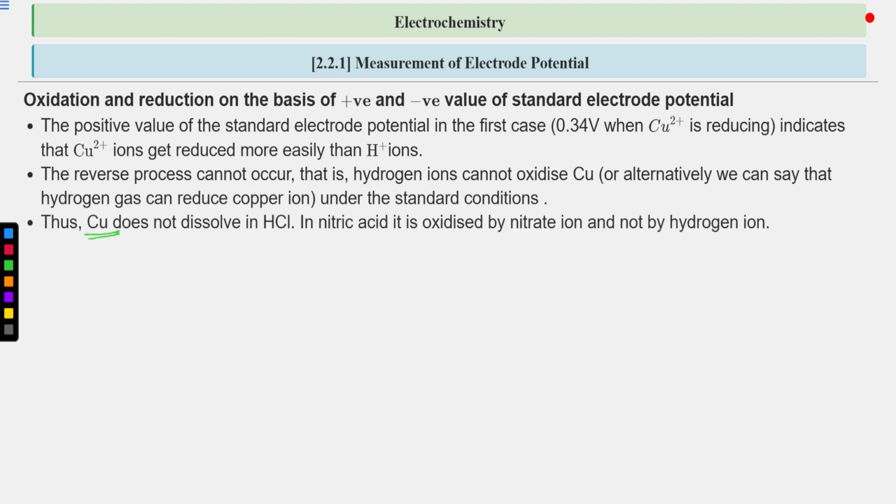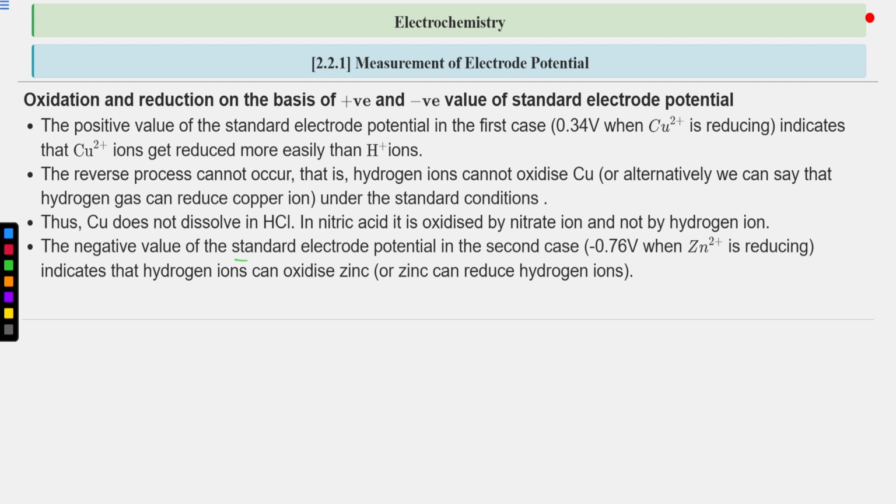Thus, copper does not dissolve in HCl. Now, you can also use it for this reason, that copper element does not dissolve in HCl, hydrochloric acid. In nitric acid, it is oxidized by the nitrate ion and not by the hydrogen ion. It can dissolve in nitric acid because it is oxidized by the nitrate ion and not by the hydrogen ion, as in the case of HCl. That's why it does not dissolve in HCl but can in nitric acid.